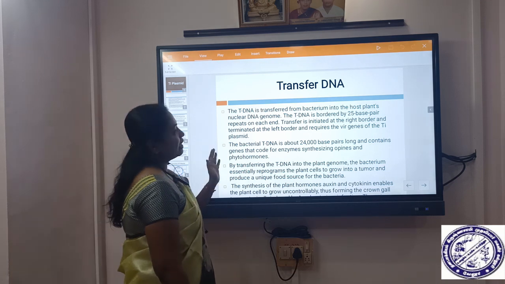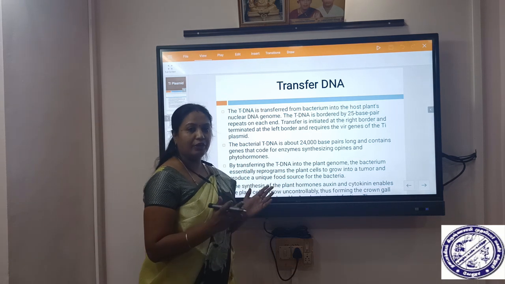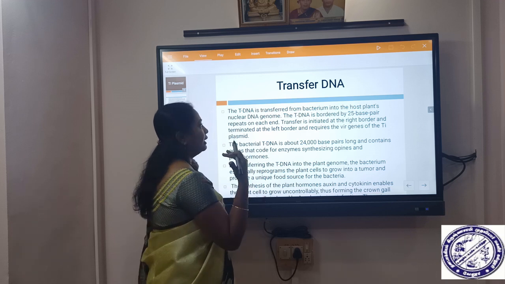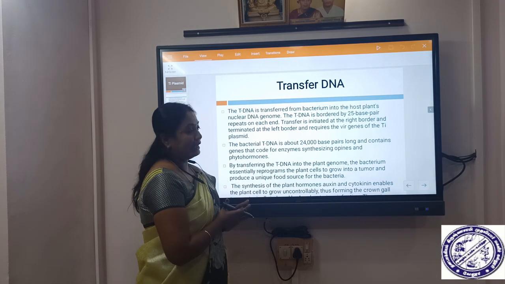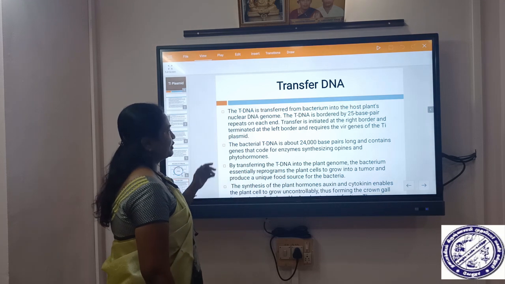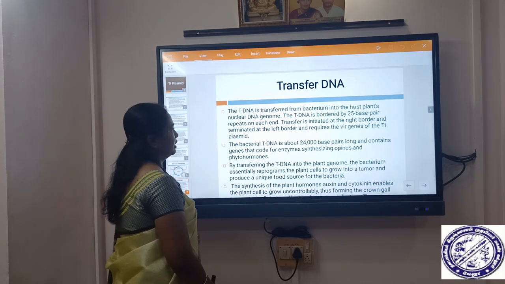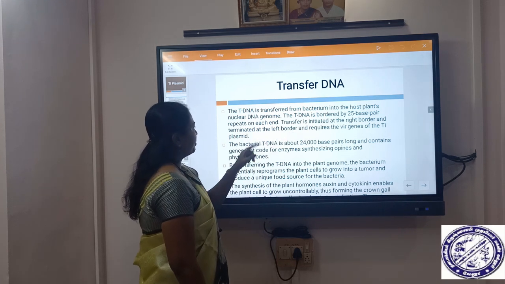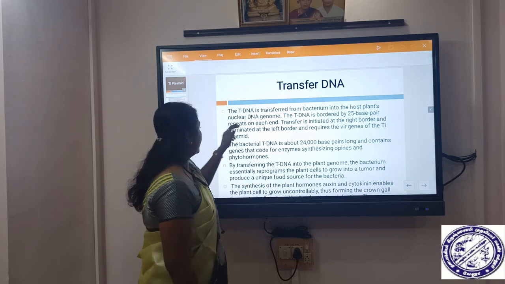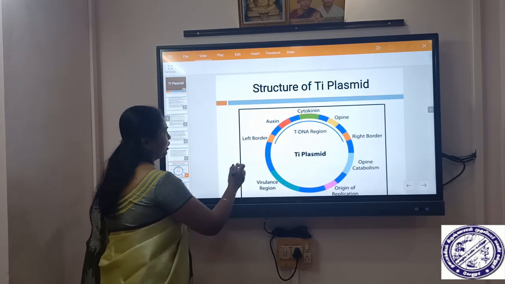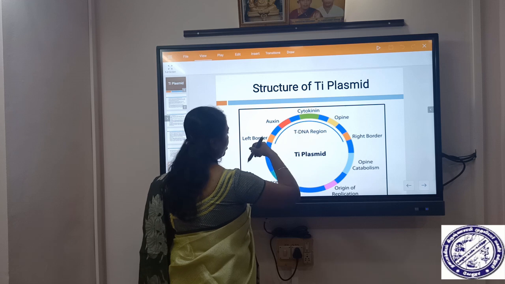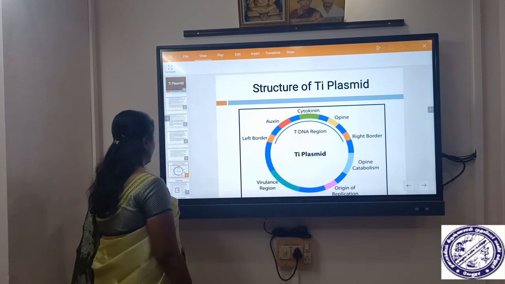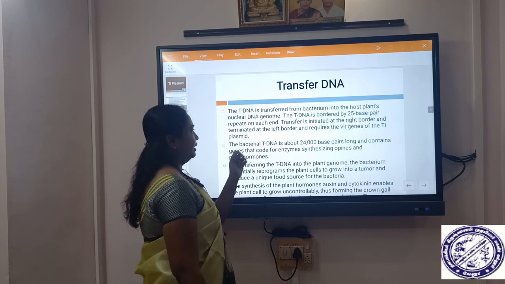Next, coming to the transfer DNA, which as I said is the most important part of the Ti plasmid, we are going to discuss it very deeply. The T-DNA is transferred from the bacteria to the host plant's nuclear DNA. The DNA is bordered by 25 base pair repeats on each end. As I said, here you have the left border as well as the right border. These are made up of 25 base pair repeats on either end.